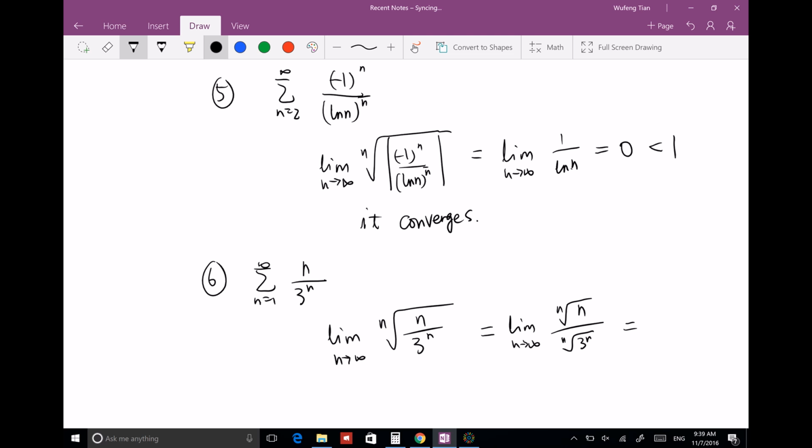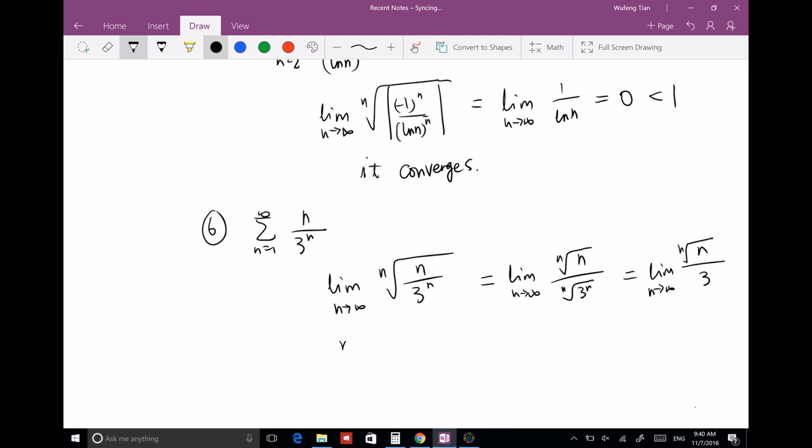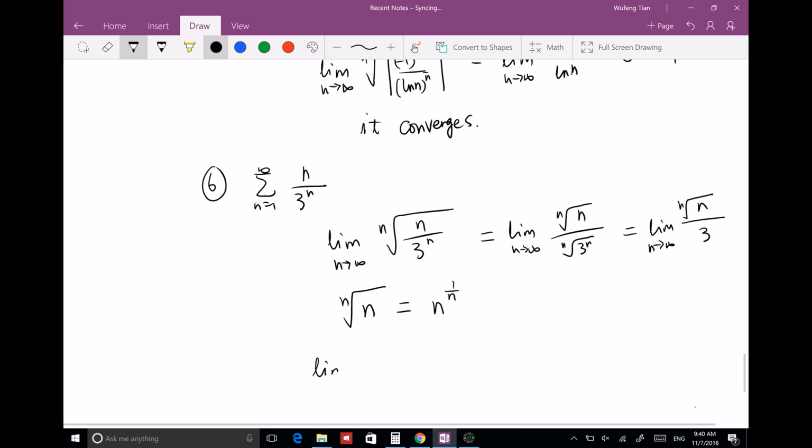So what do you got next? From there I wasn't entirely sure where to go. So what do you think the nth root of 3 to the power n is? Oh, that's just a 3. That's just a 3. So now you have a problem with the nth root of n. Let's work together. If I write the nth root of n in power form, it would be n to what power? 1 over n. Very good. So now I'm looking for the limit as n goes to infinity of n to the 1 over n.